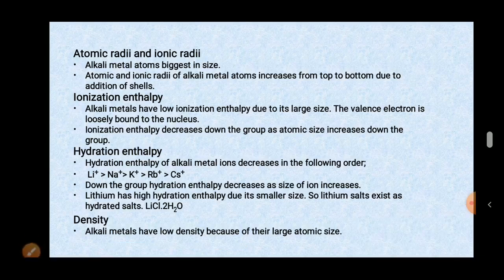Give reason: alkali metals have low density. Usually this question will be asked for 1 mark. What is the reason? Because of their large atomic size.